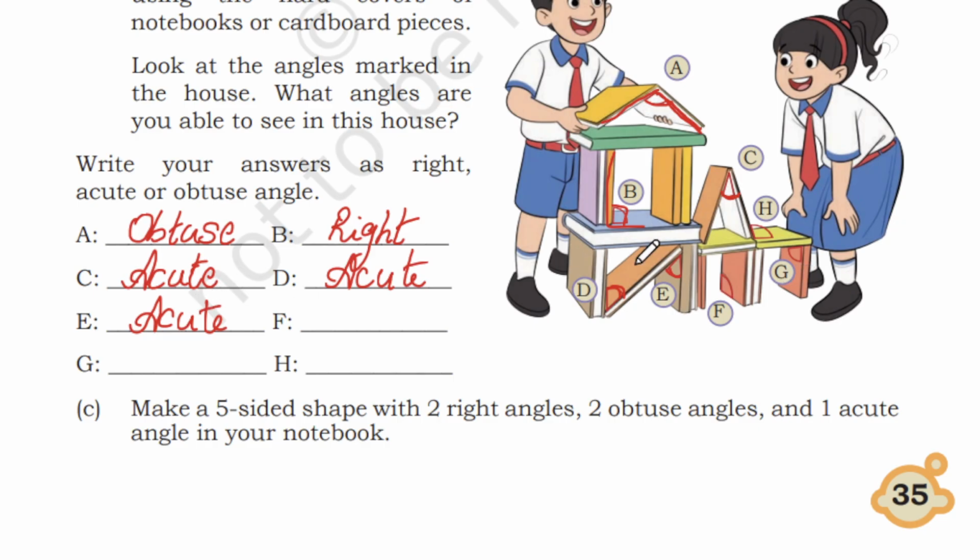And we have F. So here we have F. It is a straight angle, which is, sorry, straight lines. It's a right angle. Next G. Here we have another right angle. H here, more than a right angle, so it is an obtuse angle.